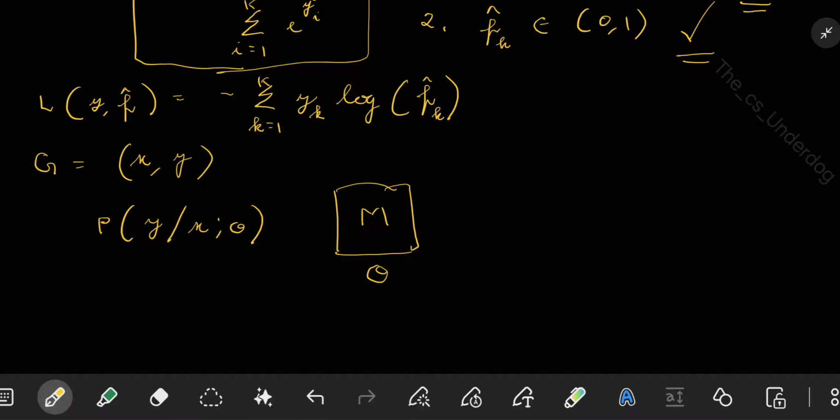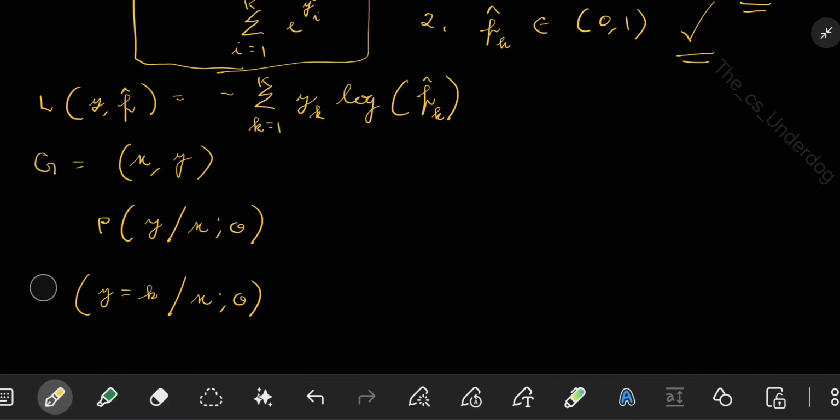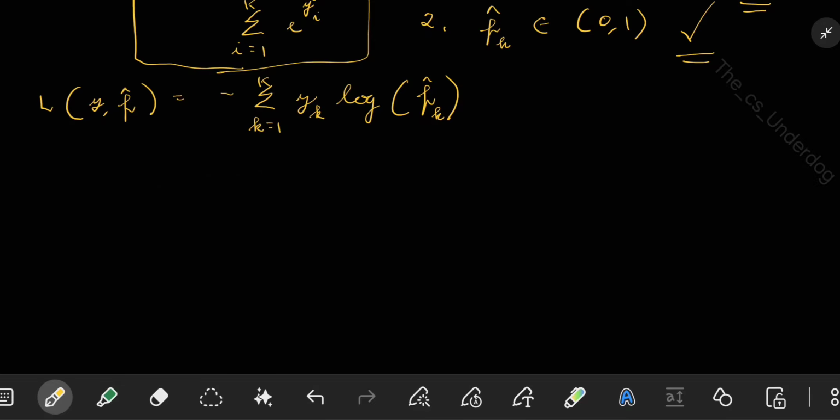Another way of writing this: instead of simply writing y, I'll write p of y is equal to k given x and theta. That is, y being the class k given the values x and theta. So the goal is clear now. We want to maximize p of y given x and theta, which can be written as p of y is equal to k given x and theta.